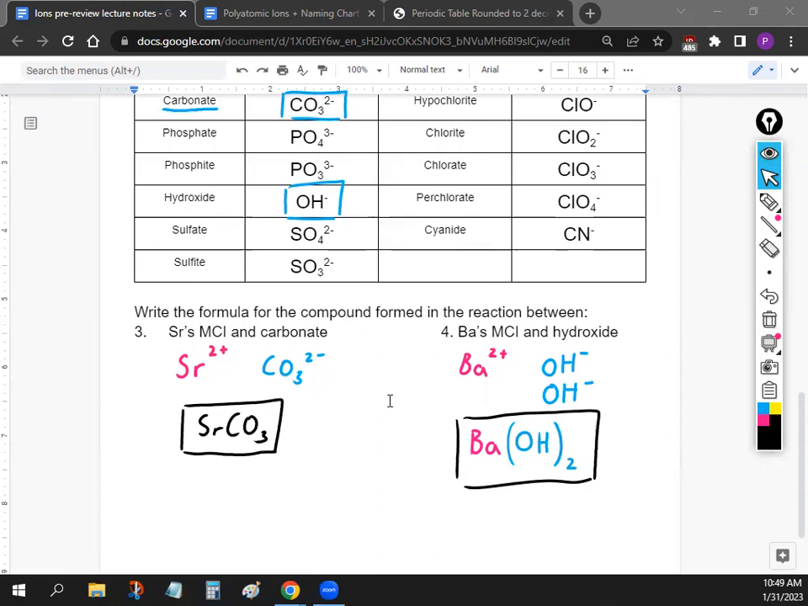Yes? Do I put parentheses on this one, the Ba? No, because we only need 1 of them. Oh, this one right here? Yeah, because we only need 1. Yeah, if you only need 1, you can just ignore the parentheses. Yeah, I mean, if you put parentheses, I won't take off points, but you don't need to if there's only 1. Okay, good question.